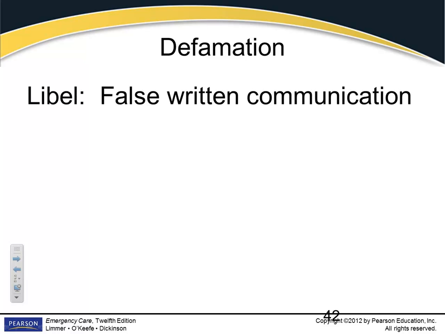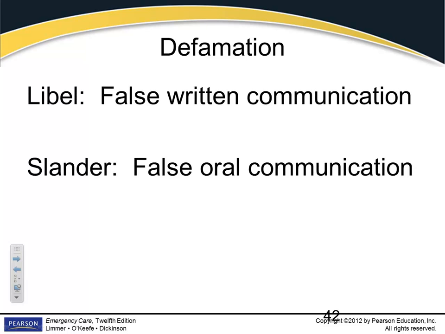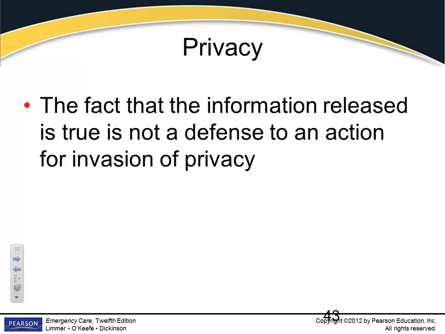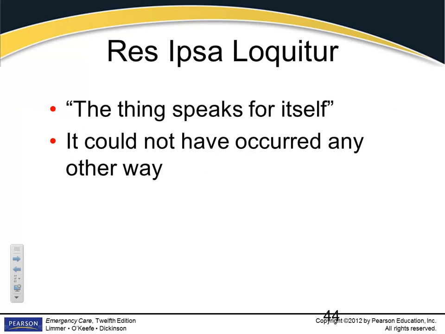Libel is false written communication. Slander is false oral communication, or not necessarily false. If it's true but still injurious, the fact that the information released is true is not a defense to an action for invasion of privacy. So the truth of it is important, but not all that important.